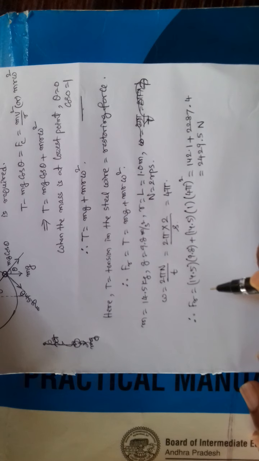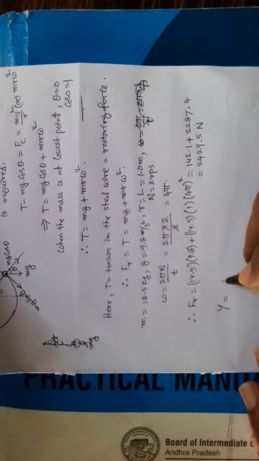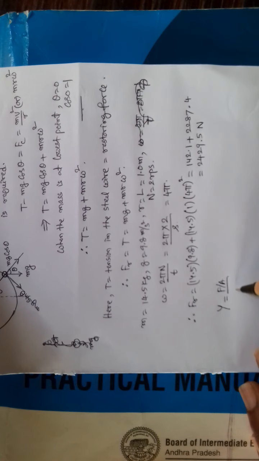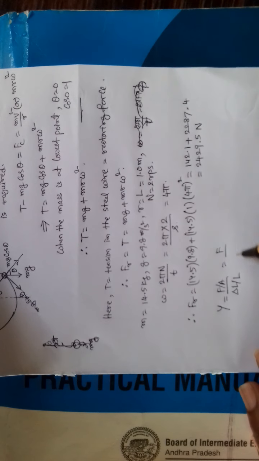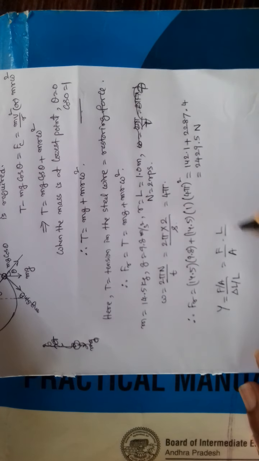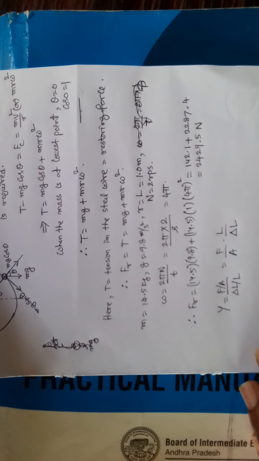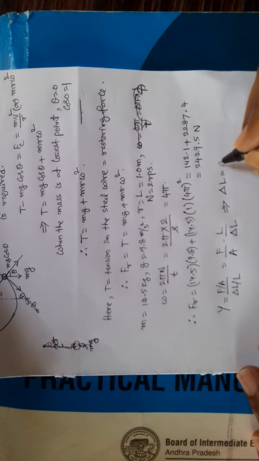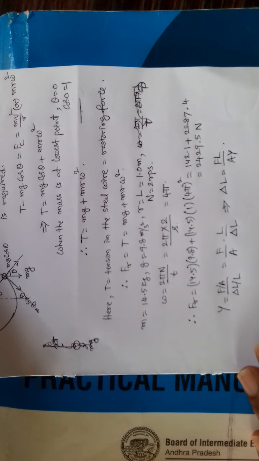Now we write the expression for Young's modulus. Y is equal to stress by strain, that is F by A into L by delta L. So here in this problem, elongation is asked, therefore elongation is equal to FL by AY.